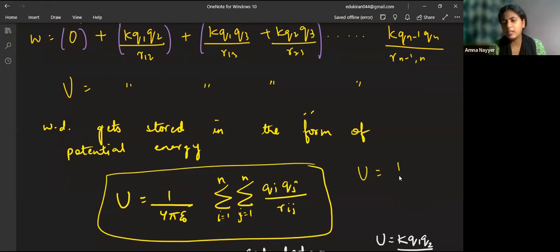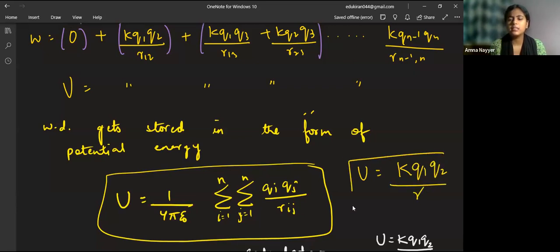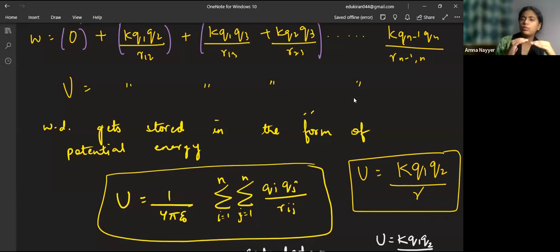Mainly you learn this K Q1 Q2 divided by R. This will only help you. See, throughout we have been using 5, suppose 6 charges are present. So K Q1 Q6, K Q2 Q6, K Q3 Q6, like this. This is just one gist of entire thing. Let us practice questions, then this part will become more clear.